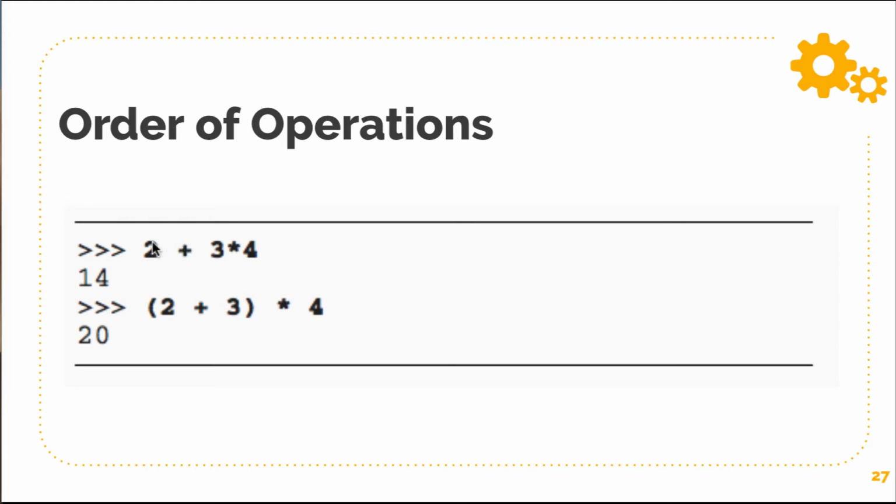So if I give Python 2 plus 3 times 4, it's going to do 3 times 4 first, get 12, add 2 to it, and get 14. If I use parentheses, it will do 2 plus 3 and get 5, then multiply that by 4 and get 20. So it will follow the order of operations like your math book.